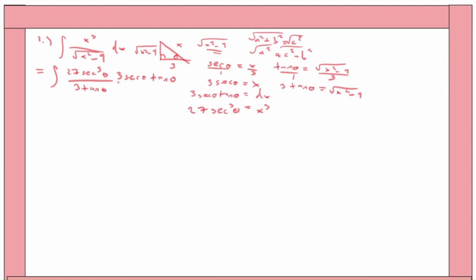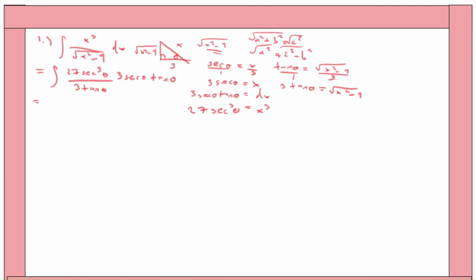Okay, the next thing I advise you doing is putting any constants out. It's just going to make it much easier to simplify. So 27 divided by 3 is 9, right? If we think of this like 27 divided by 3, that's 9. And then 9 times 3 gives you 27.